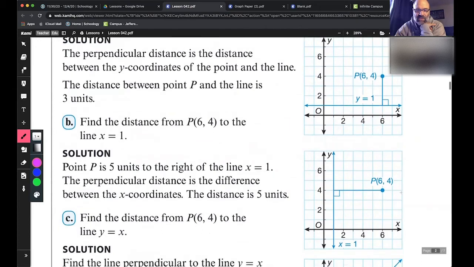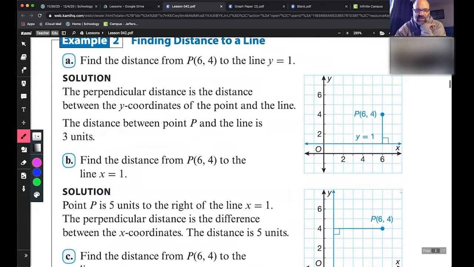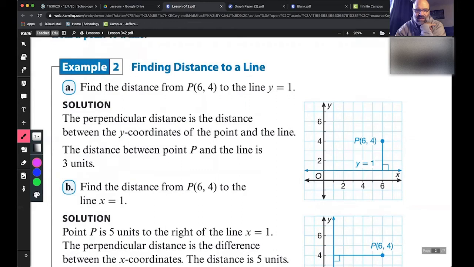But here's another one. That's distance A, so it's 3 units. Now find the distance from 6,4 to line x equals 1. Okay, so x equals 1 is right here. X equals 1 is this line. So what's the distance from 6,4 to x equals 1?